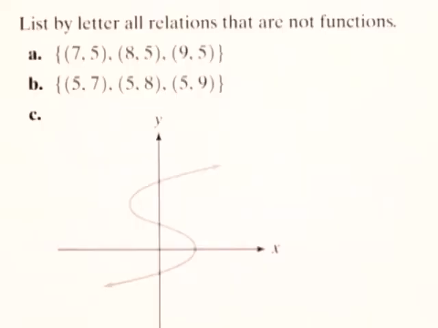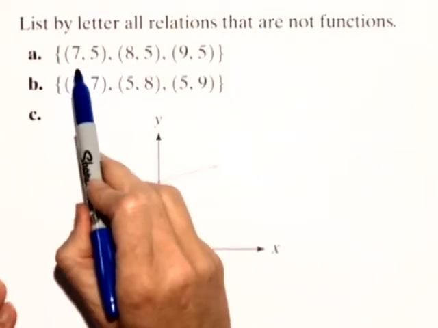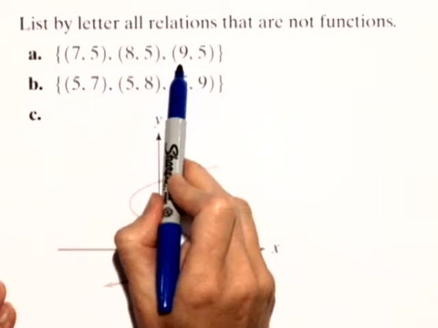For our next problem, we're given a list of relations, and we're asked to list any relation that is not a function. So let's start with A. In A, we have a set of 3 ordered pairs. Now, how do we determine whether or not these ordered pairs represent a function?